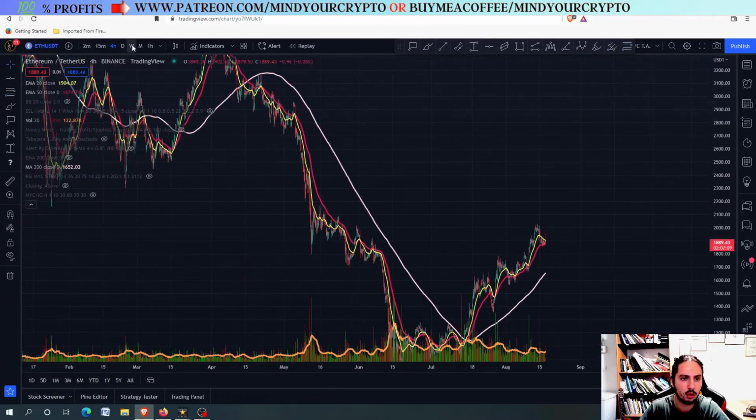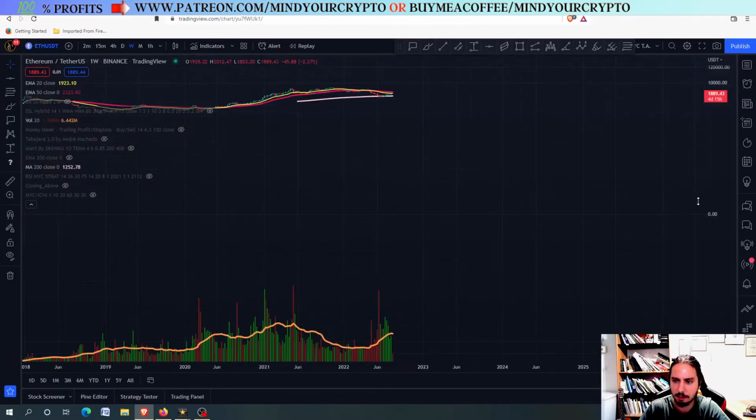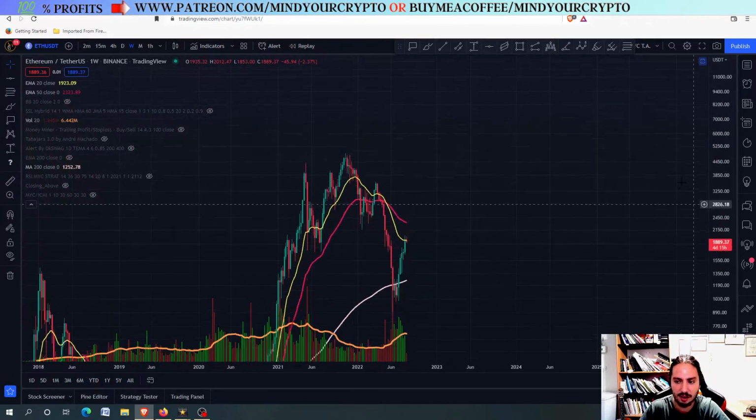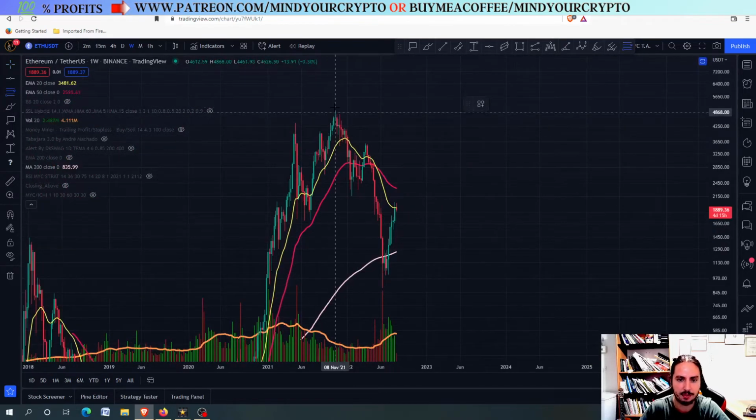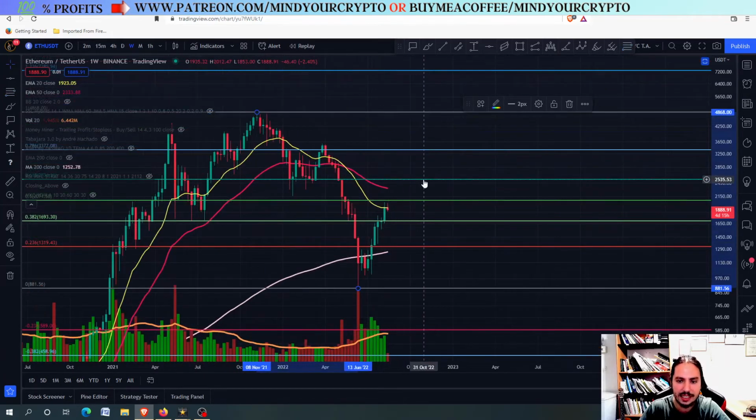For example, if we go to the weekly scale, and we have the logarithmic as well, because the logarithmic helps sometimes better with resistance and support levels. If you look at here, for example, let's go to the top and to the bottom, we might be going even higher to the 2.5k. It could be the case that Ethereum could go to the 2.5k.